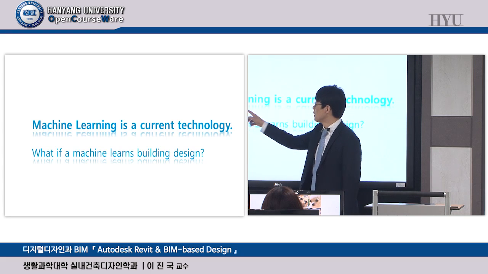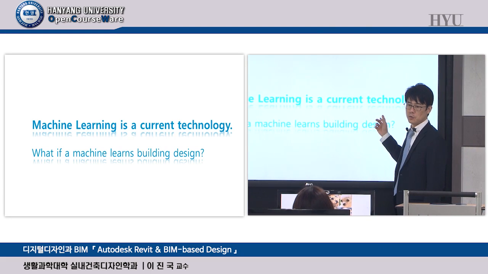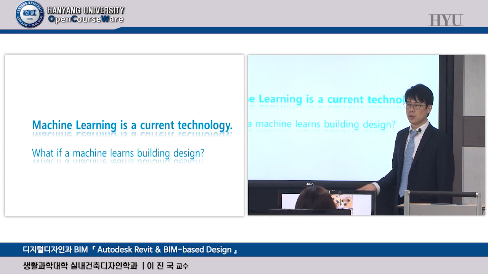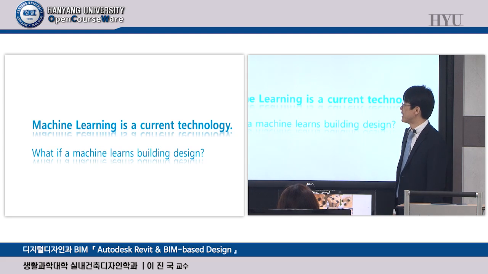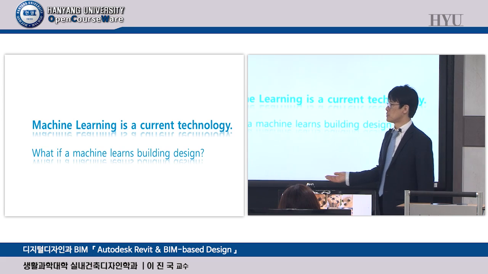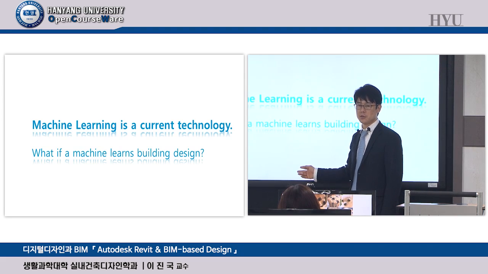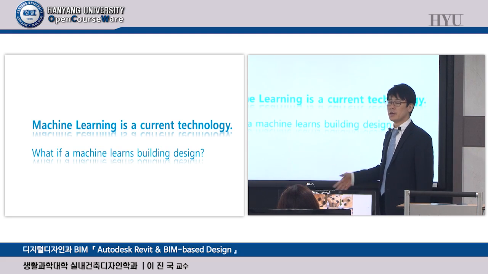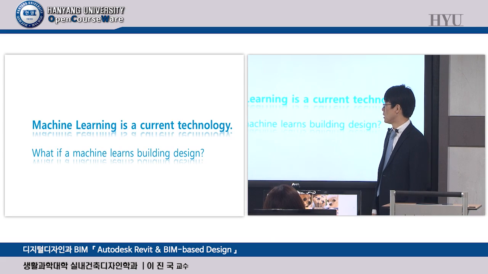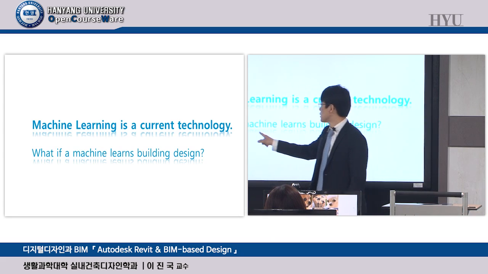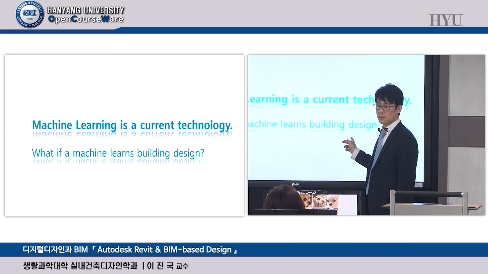For example, machine learning is a very current technology, okay? Some of my friends at Georgia Tech, nowadays they are working in Microsoft, Apple, Google, Intel. Someone is in charge of some suggestion system in the Bing search engine, and someone is in charge of enhancing Google's search engine. It makes it smarter, okay? My question, what if a machine learns building design, BIM, CAD, whatever?